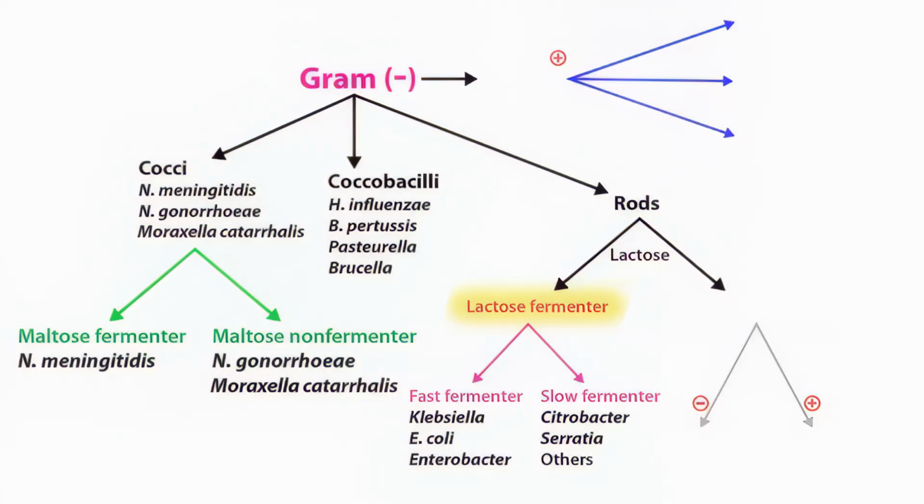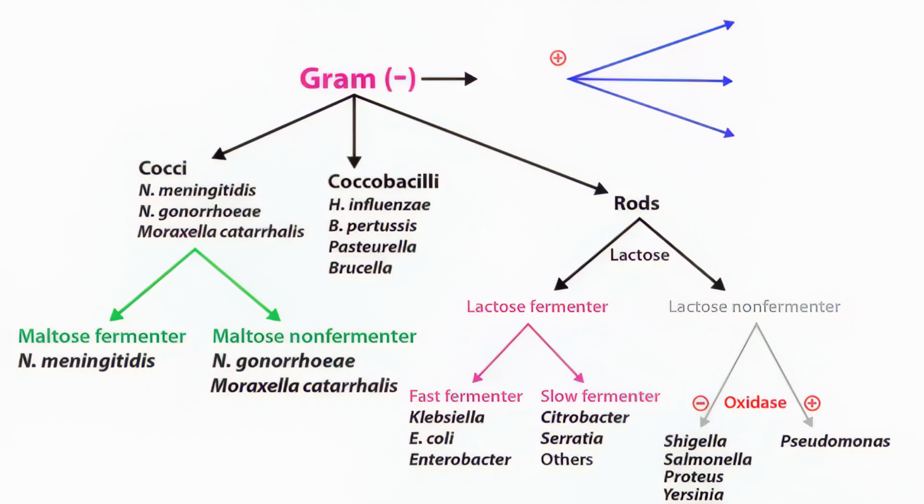Now, those were our lactose fermenters. They turn pink on MacConkey's. What about the lactose non-fermenters? Well, these are going to be white or colorless on MacConkey's. They can be further differentiated into either being oxidase negative or oxidase positive. So the oxidase negatives are Shigella, Salmonella, and Proteus. The only oxidase positive non-fermenter that we're going to talk about is Pseudomonas.